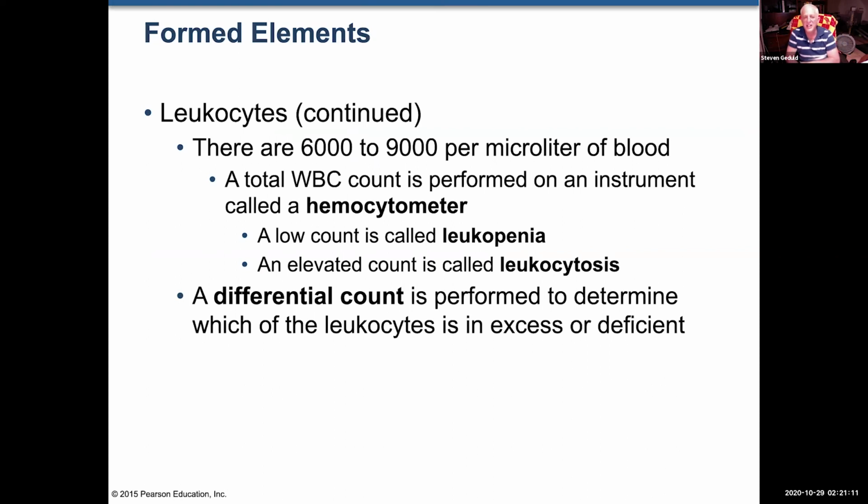There's 6,000 to 9,000 leukocytes per microliter of blood. A total white blood cell count is performed with an instrument called a hemocytometer, which counts the types of white blood cells. When your body has an infection, your white blood cell count goes up. You start making more white blood cells to fight the infection. A low white blood cell count is called leukopenia. A high or elevated count is leukocytosis. You do what's called a differential count to determine which type of leukocyte of those 5 types is in excess or deficient. So those are the tests you can run on a patient, and it tells you different things about their condition.